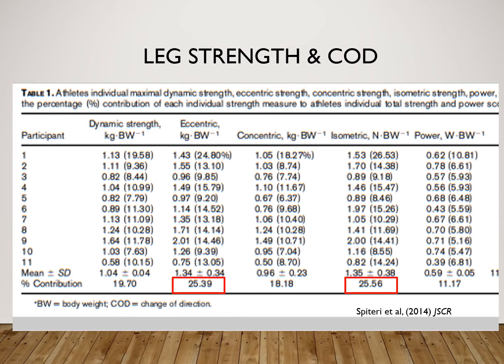And so, as we've spoken about before, leg strength plays a key role in an individual's ability to change direction, in particular eccentric strength and isometric strength, okay, as we spoke about in the previous session. So whilst dynamic strength and concentric strength still play a big role, as does power, the predominant factors in terms of strength that influence someone's ability to change direction are their eccentric strength and their isometric strength. So remember the components of the braking phase of a change of direction and that stance phase in between the braking and the propulsion phase.